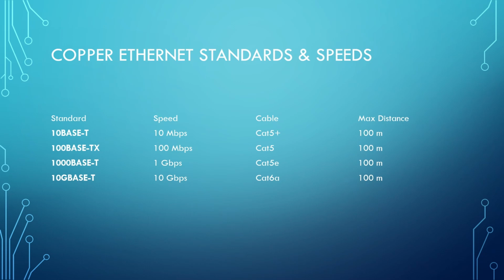Among copper Ethernet types, we have 10BASE-T, which is 10 megabits per second. Cable is going to be Cat5+, and that's a max distance of 100 meters. 100BASE-TX is 100 megabits per second with Cat5 cable, and a distance of 100 meters. 1000BASE-T has 1 gig speed and Cat5e cable, and 10GBASE-T has a speed of 10 gigabits per second with Cat6a cable.